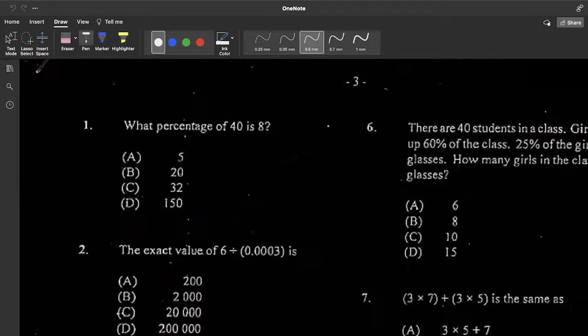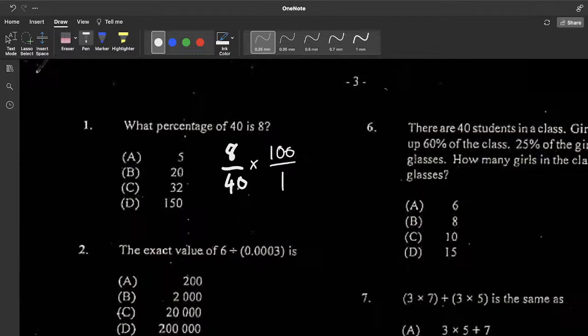What percent of 40 is 8? So in order to figure that out, what we need to do is put 8 over 40 and multiply it by 100 over 1.